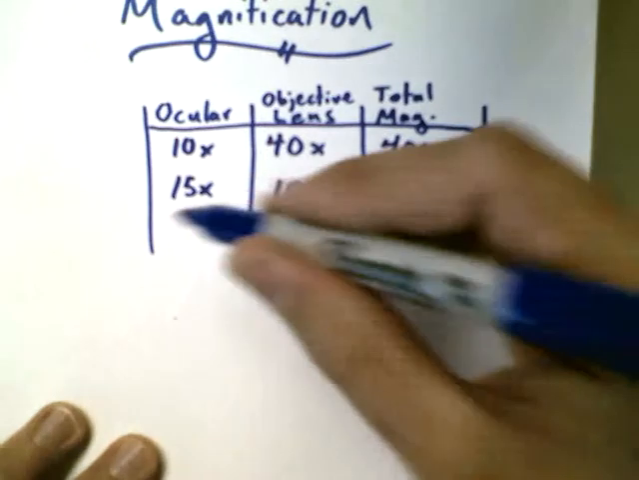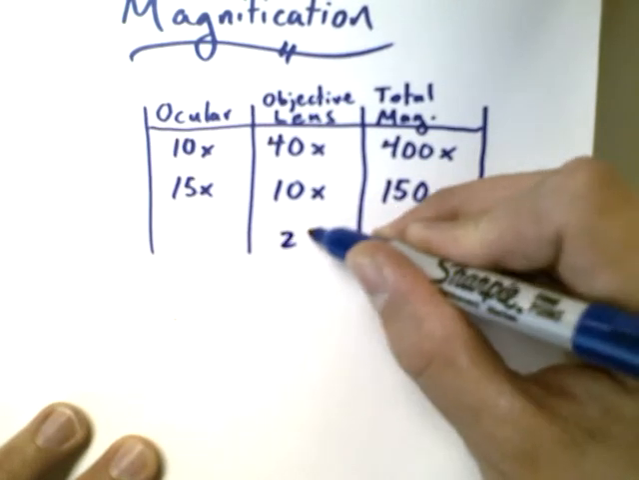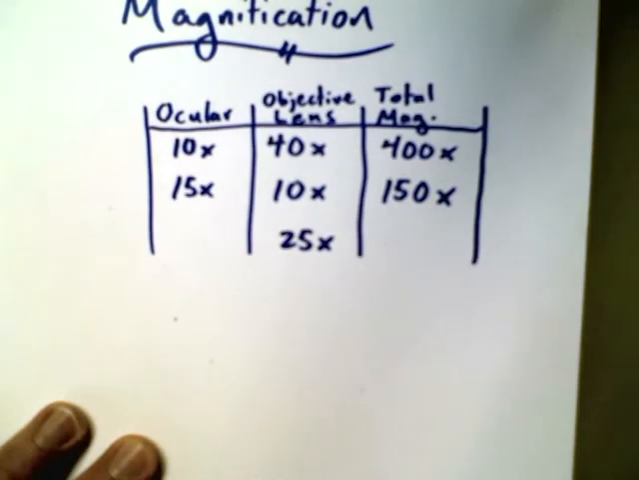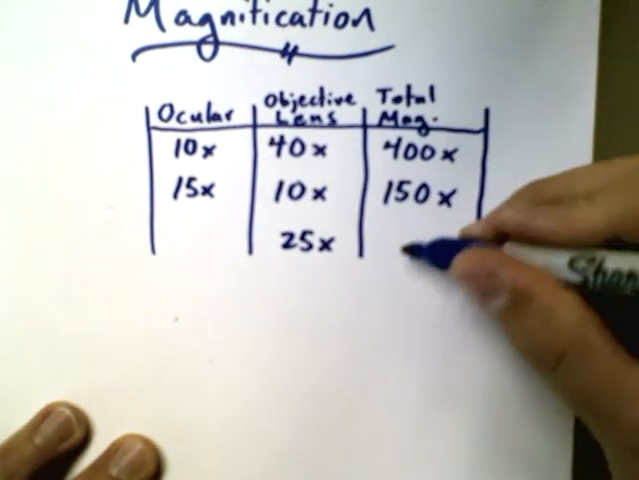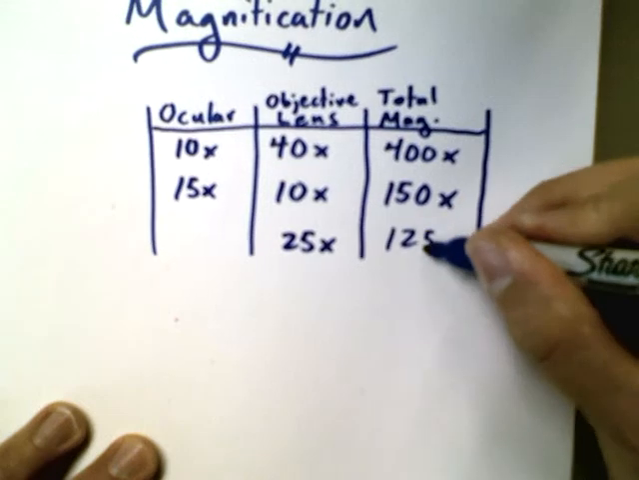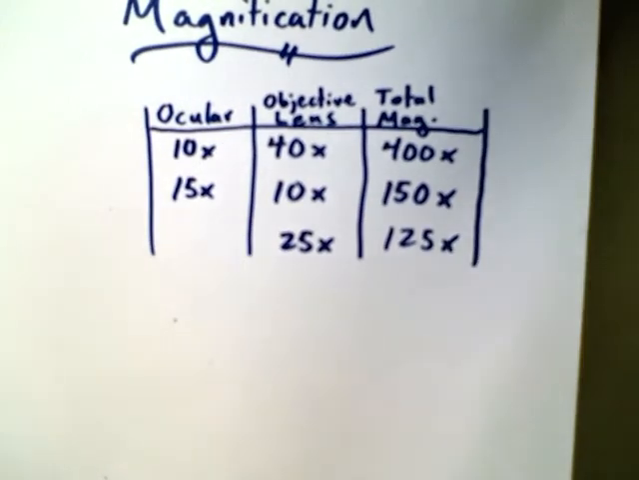All right, what about this one? What if I know that my objective lens is 25 times and my total magnification is 125? What would my ocular lens have to be? Yes?